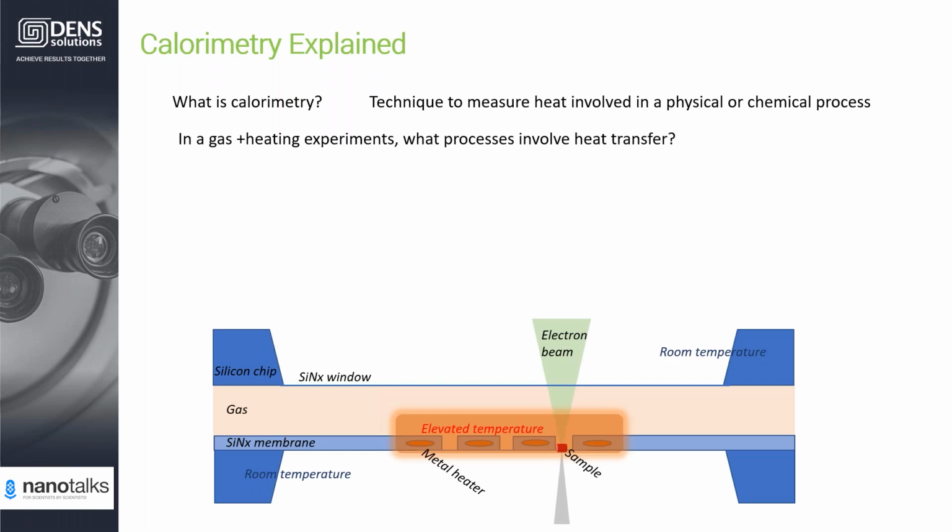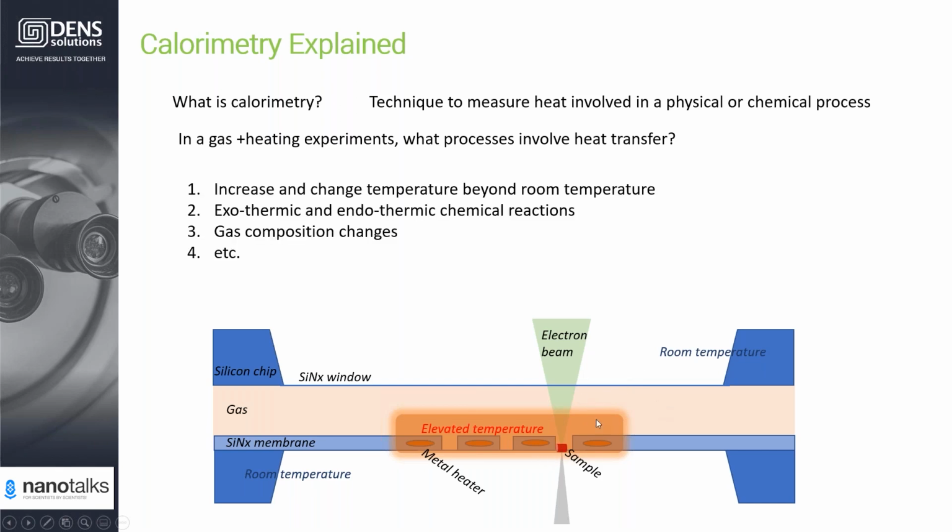Let's look at the cross section of our nanoreactor. In this process, we have the metal heater to heat up the system. We also have the sample and gas that need to be heated up. And if the sample reacts with the gas inlet into the system, there could be exothermic or endothermic chemical reactions, which can also transfer heat from or to the system. And we also need to see that gas composition can influence the heat inside this process.